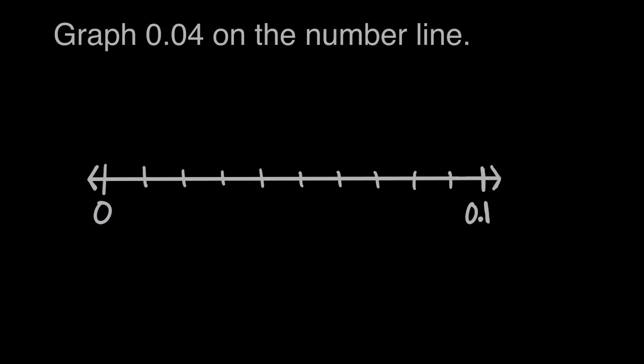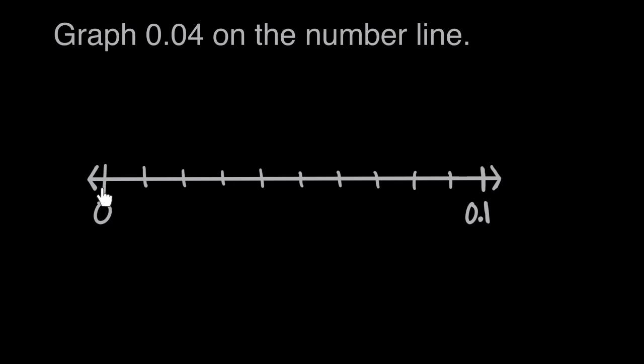Graph 0.04 on the number line. So here we have this number line that goes from 0 to 0.1 or 1/10. And between 0 and 1/10 we have 1, 2, 3, 4, 5, 6, 7, 8, 9, 10 equal spaces. So each of these spaces represents 1/10 of the distance.